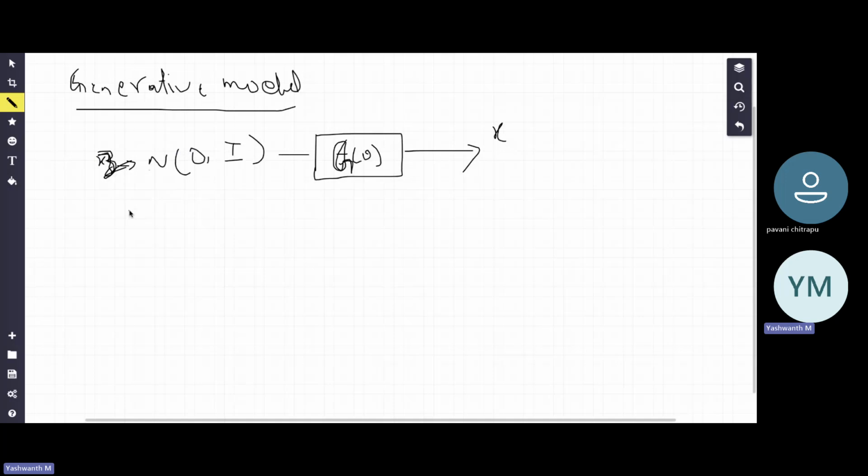So basically, what do we do here? Typically, say we want to learn some distribution.